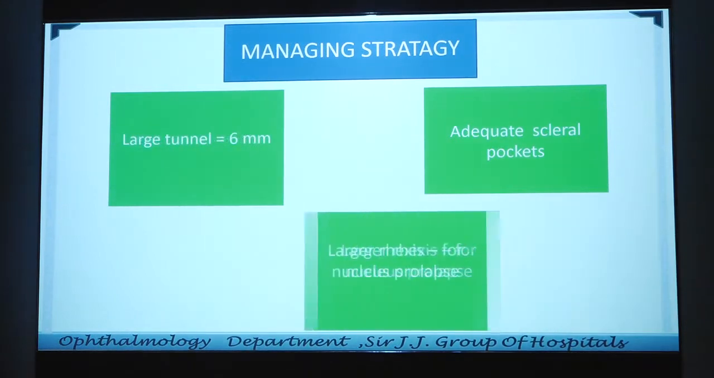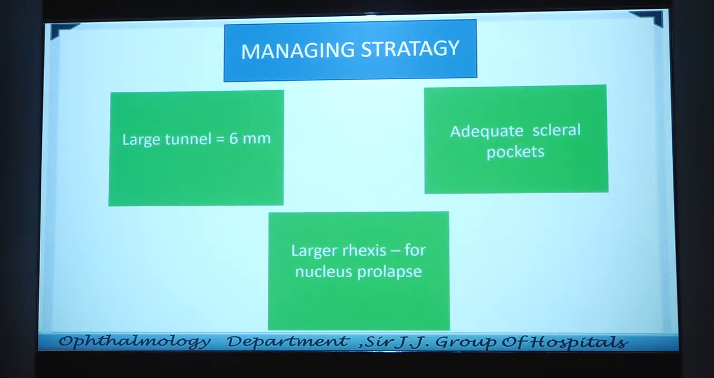Then the tunnel should be larger. So don't worry about the tunnel. If the tunnel is larger, the nucleus will come out properly, and the rhexis should be larger. If this rhexis is not larger, the nucleus will come with the capsule, not within the capsule, but with the capsule, so that there will be aphakia.